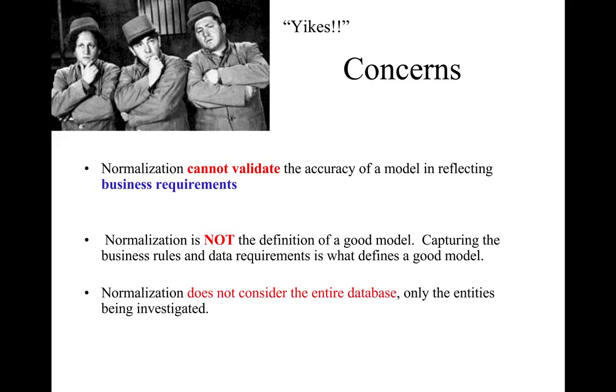Basically, normalization does not consider the entire database also. Only the entities that are being investigated. When you start with attributes to entities, you're only looking at very small areas of the database itself. And the database may have a lot of different tables inside of it.